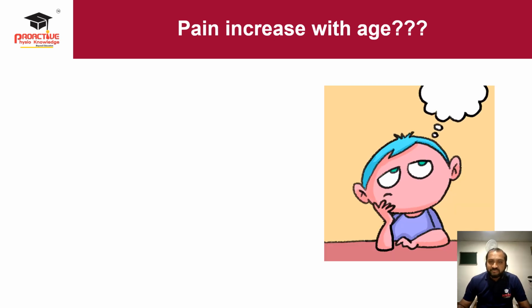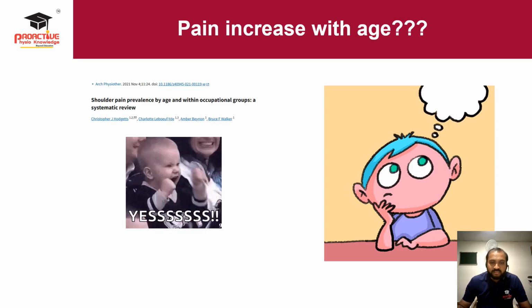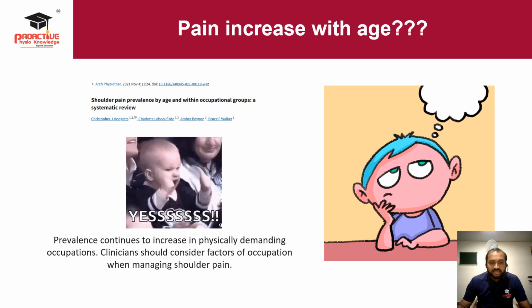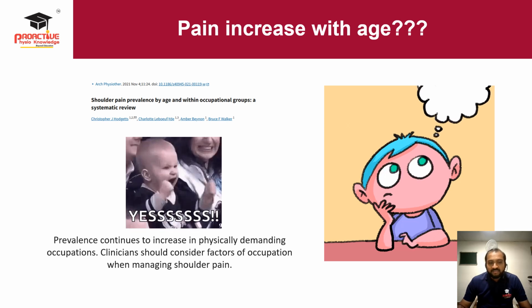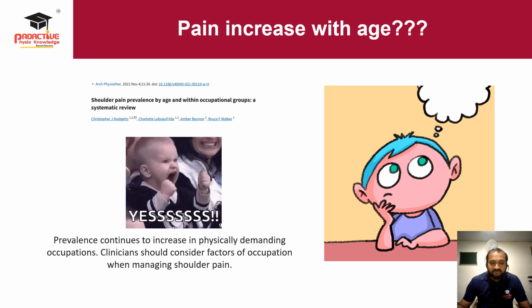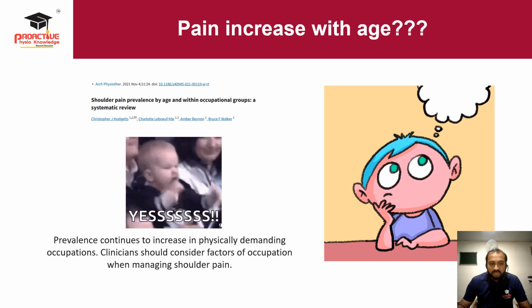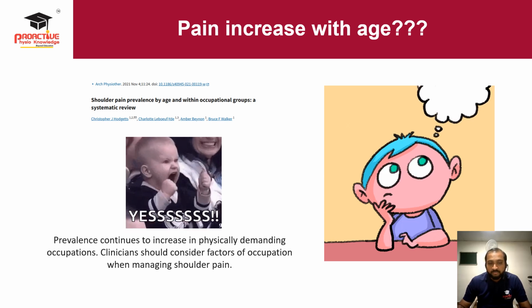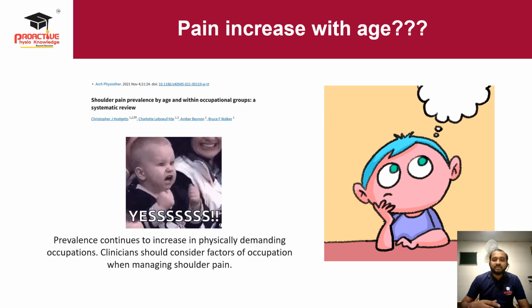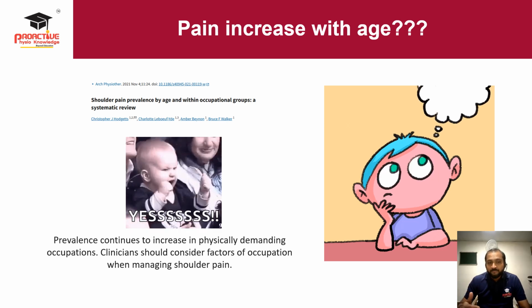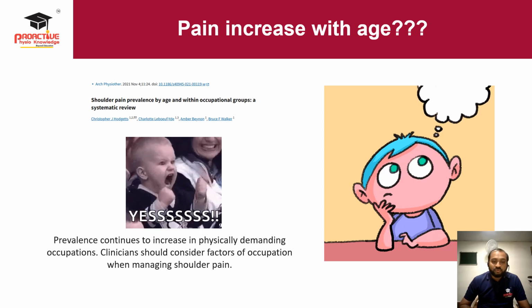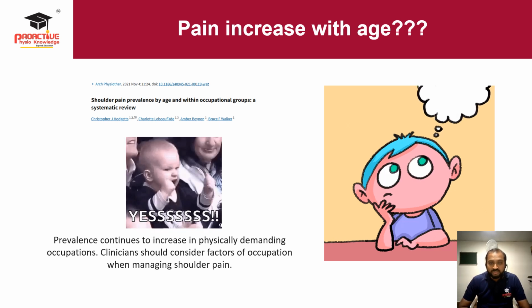Does pain increase with age? What do you think? Yes, the pain increases with age in the shoulder joint. From this literature, they conclude that the prevalence continues to increase in physically demanding occupations. The clinician should consider the factors of occupation when managing shoulder pain. So as the age increases, the shoulder pain may increase, but that is also related to the patient's occupation.